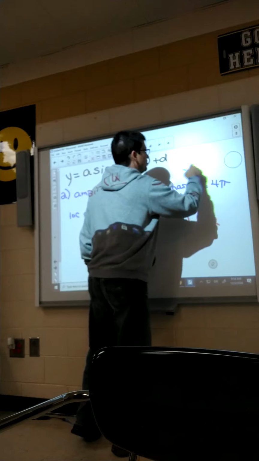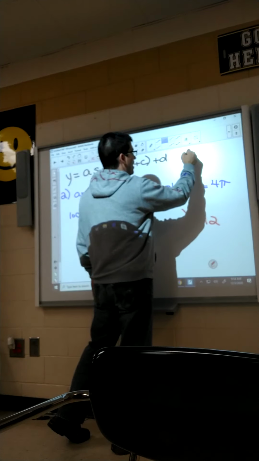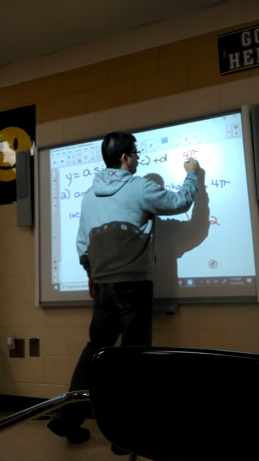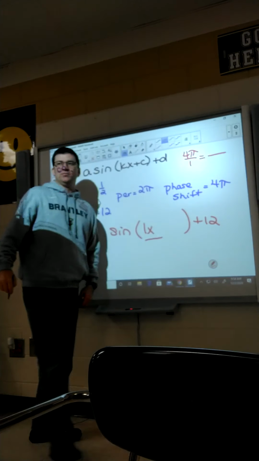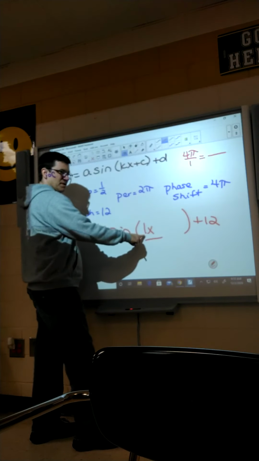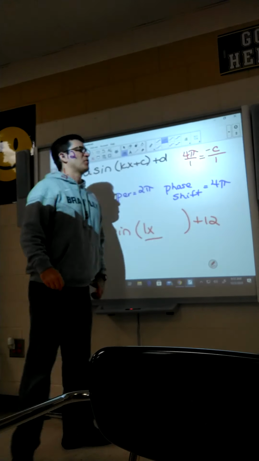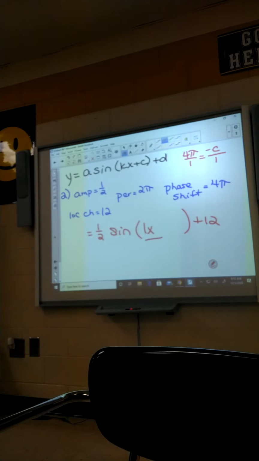All right, the other one's the phase shift. So now Silas will take 4 pi over 1. And what do I set it equal to? You remember? What goes on top? Look back at the last one we did. Negative C over wherever you get that. There you go. Negative C over 1. All right, cross multiply it and divide it and get me an answer.